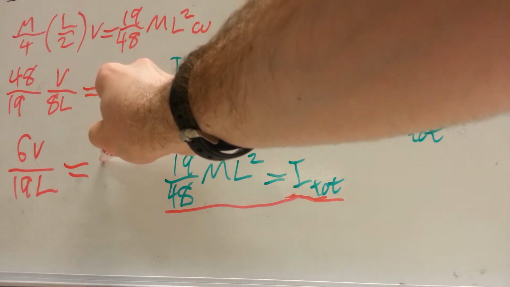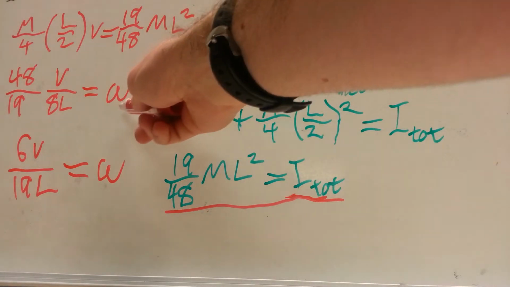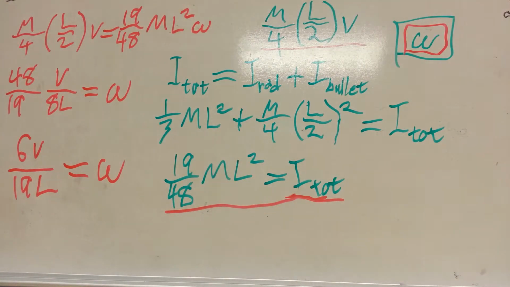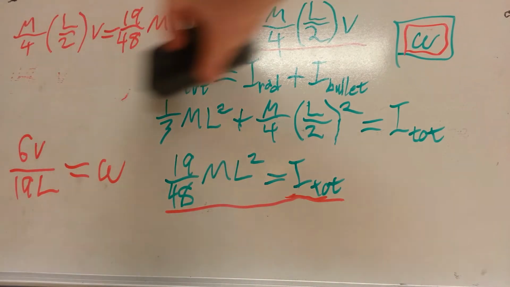Alright. That wasn't that bad. So we just found angular momentum of before and after, and the only thing that was missing was the angular velocity, so we just solved for that. Okay, I'll leave that up there because we get to use that for the next part.